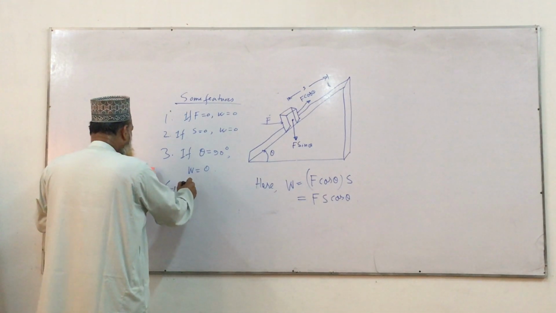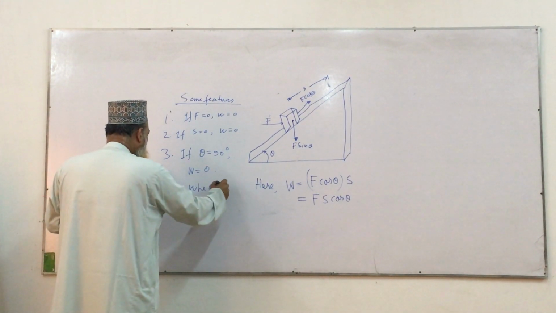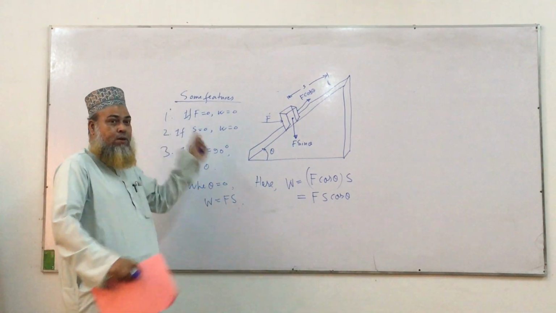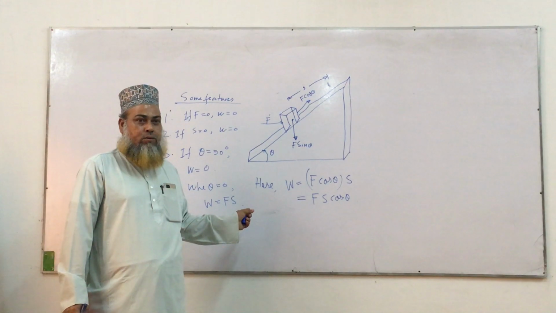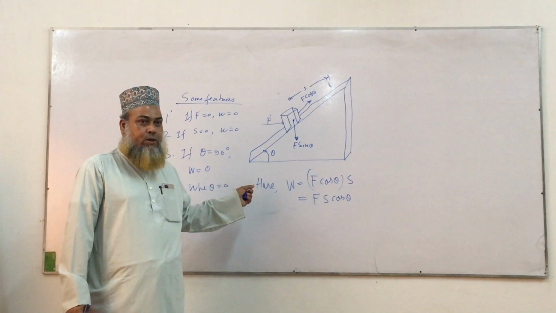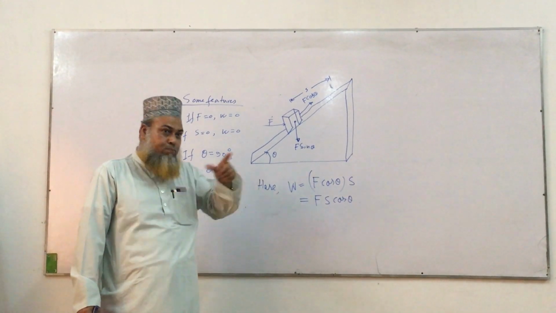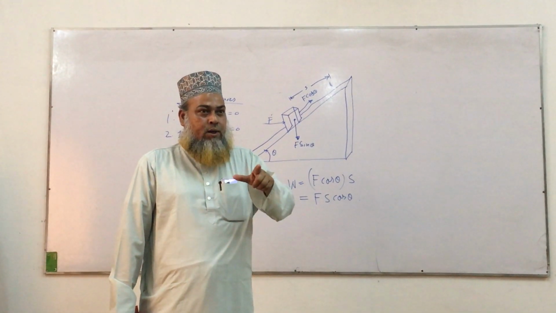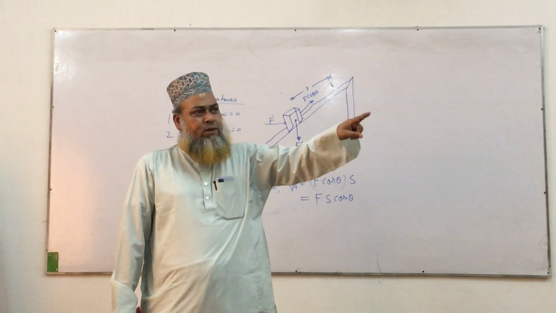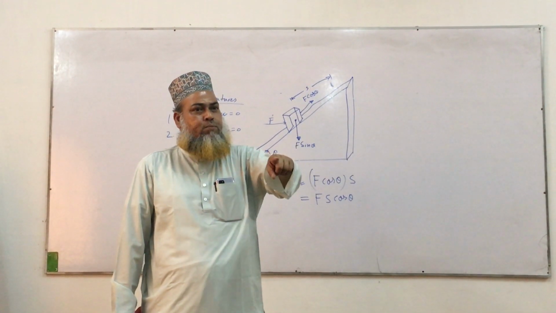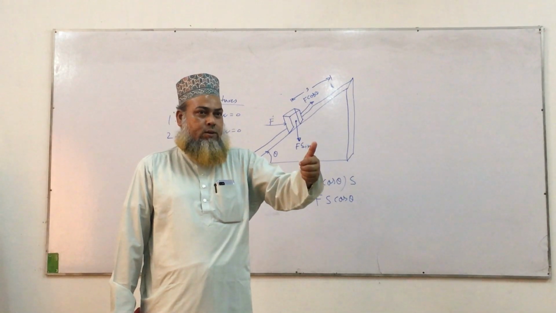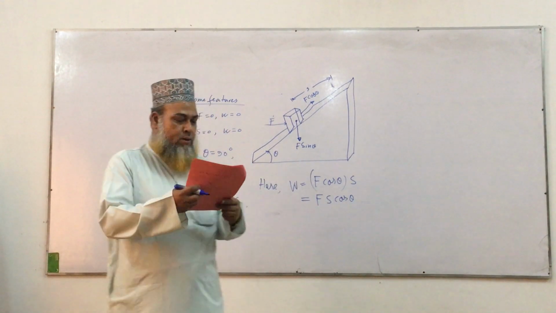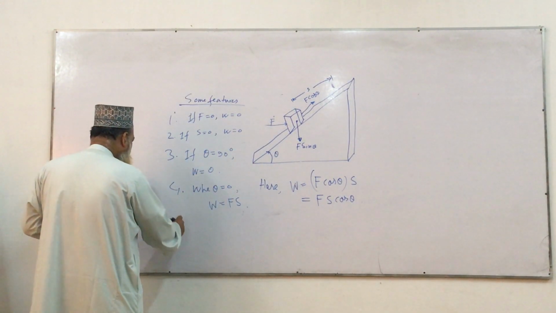Number 4, when theta is 0, W is Fs. This is the first formula we have written down. When theta equals 0 degrees, force and displacement are parallel, which gives a simple formula. Multiply the magnitude of force by the magnitude of displacement and you will get the work. W equals Fs. Number 5, this is something tricky.